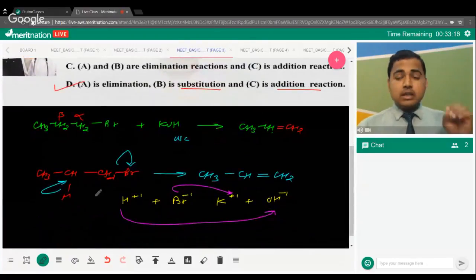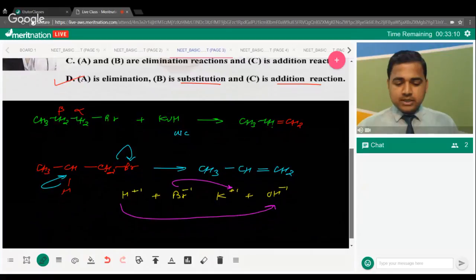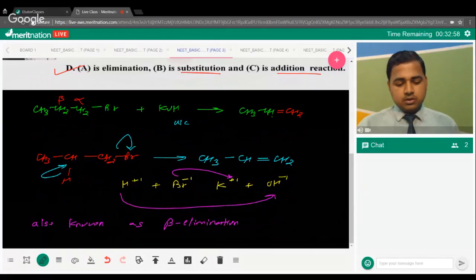Students, this reaction is also known as beta elimination or dehydrohalogenation reaction.